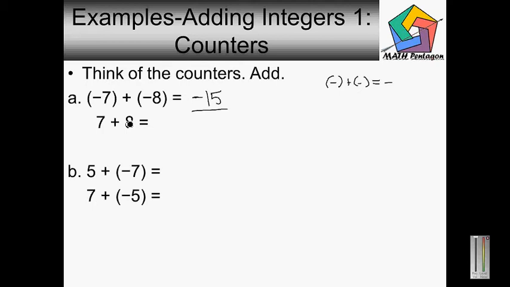Here we have 7 plus 8. We have two positives, so a positive plus a positive is going to give us, as the rule is, a positive. So 7 plus 8 is 15. So we have +15. So this is our final answer right here.